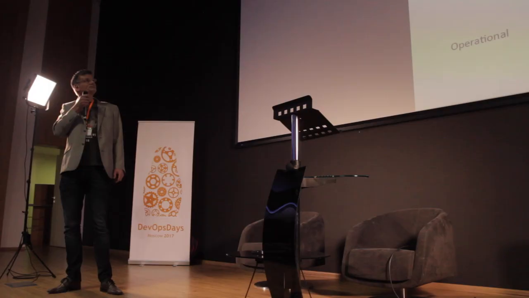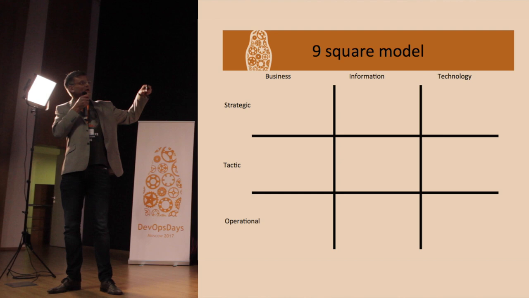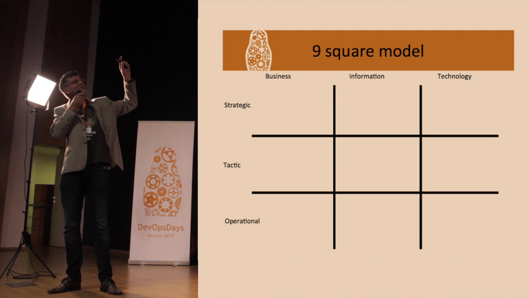Okay. To explain what I do, I like to use the nine square model. It's comprised of an operational, tactical, and strategical level, and you have business on the left and IT on the right. And there is something in the middle, and that's called the information column, and that is the column that makes the specifications and does the support of IT to the business.